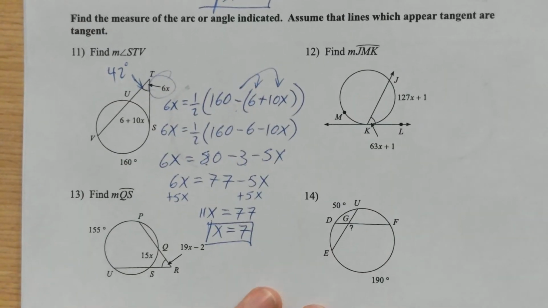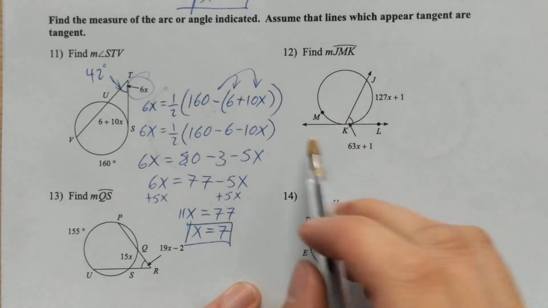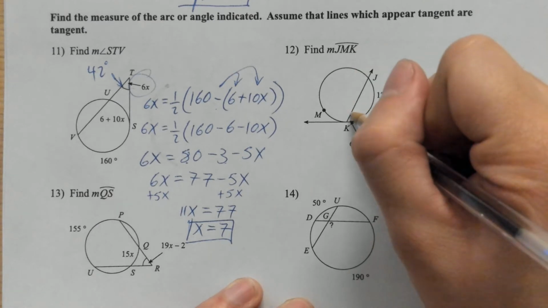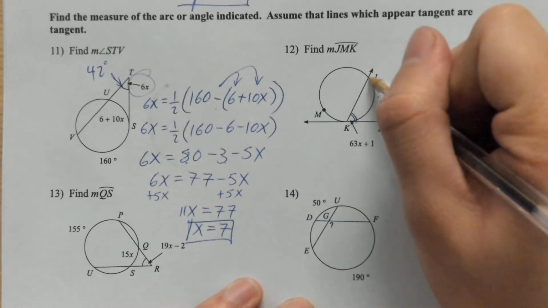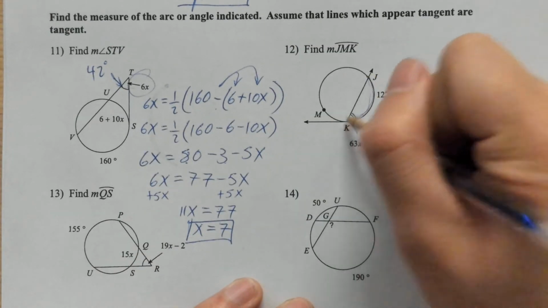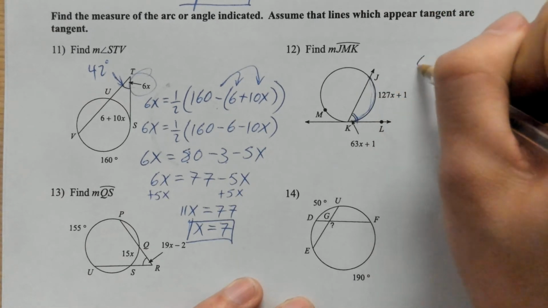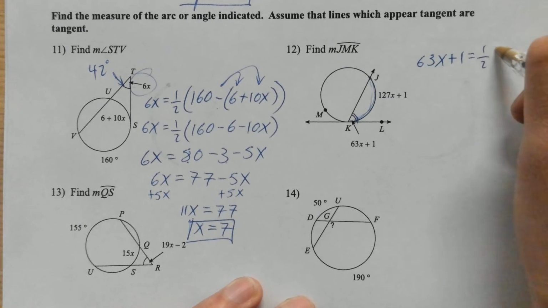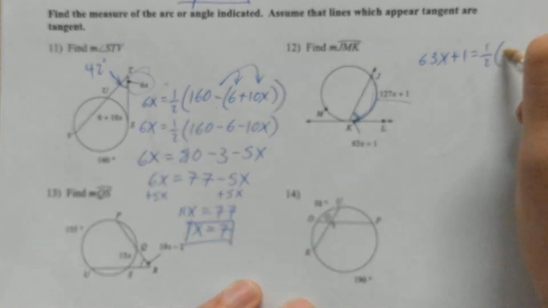12. 12 is the tangent intersected chord theorem. So it means this angle is half of this arc. So the angle 63x plus 1 equals half of the arc. The arc is 127x plus 1.